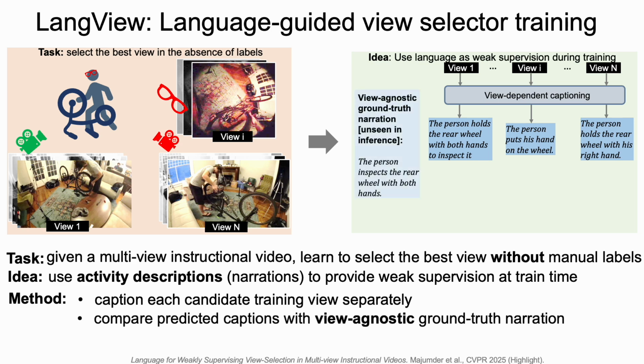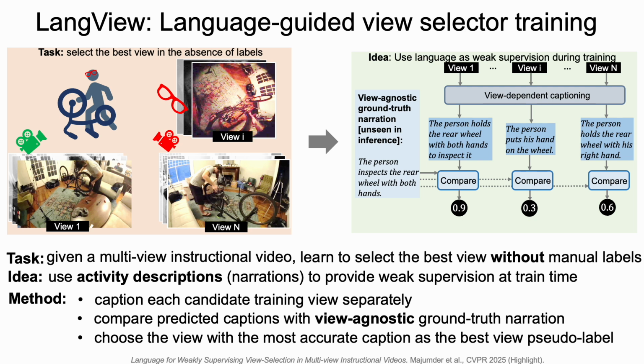Next, we compare each view-dependent caption with the view-agnostic ground truth narration of the video to compute a quality score for each view. As I showed earlier, these ground truth narrations are provided by human annotators who watch all views simultaneously and write down a free-form description of the video. Finally, we choose the view with the highest quality score from above as the best view pseudo-label for this particular instance and use it to train the view selector.